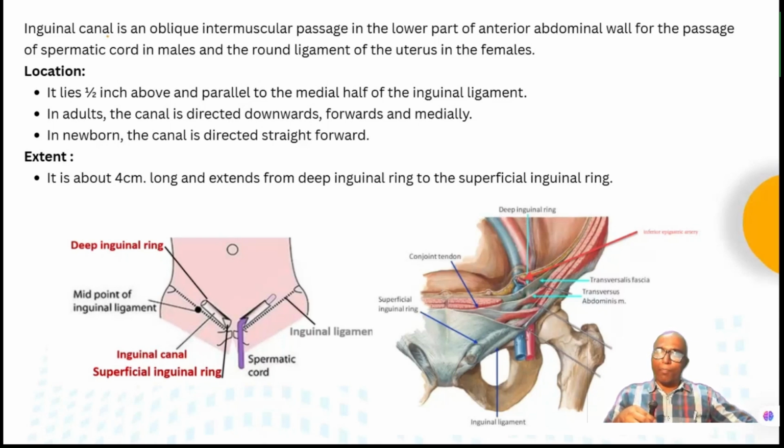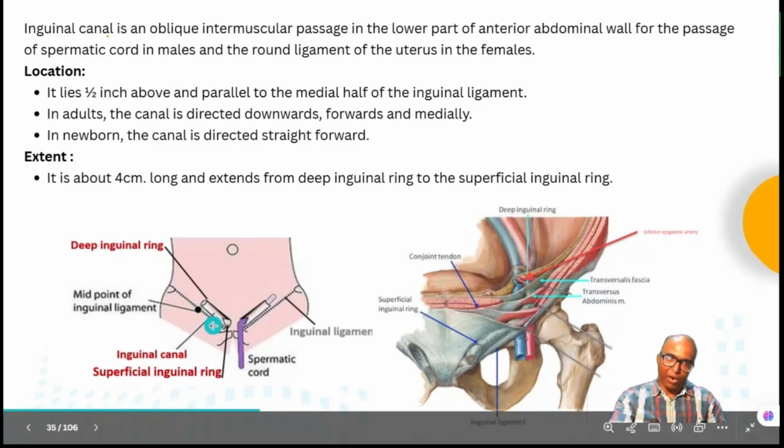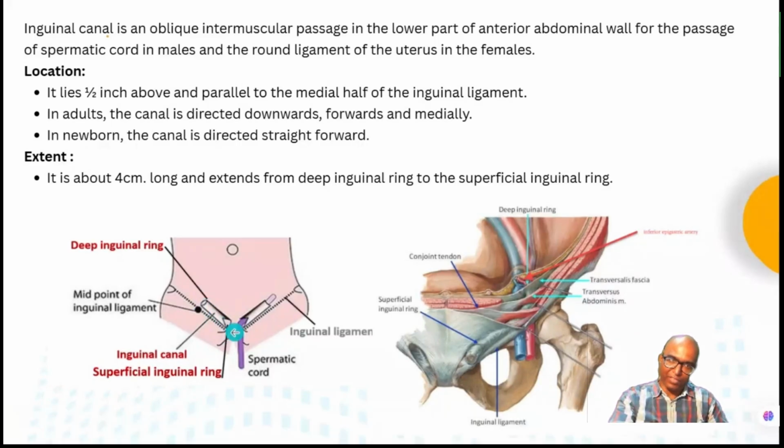Inguinal canal: it is an oblique intermuscular passage in the lower part of the anterior abdominal wall for the passage of the spermatic cord in males and the round ligament of the uterus in females. What is the location? It lies half inch above and parallel to the medial half of the inguinal ligament. In adults, the canal is directed downwards, forwards, and medially. In newborns, the canal is directed forwards. The extent is around 4 centimeters.